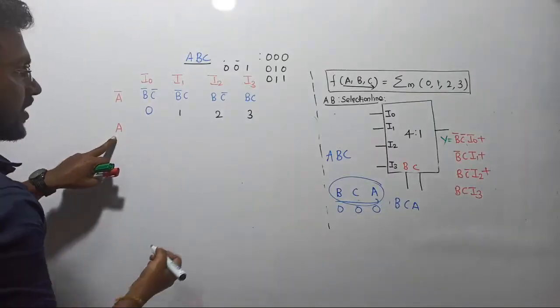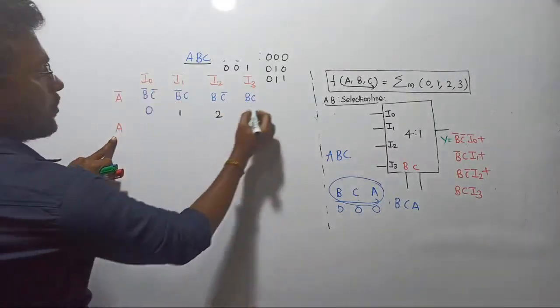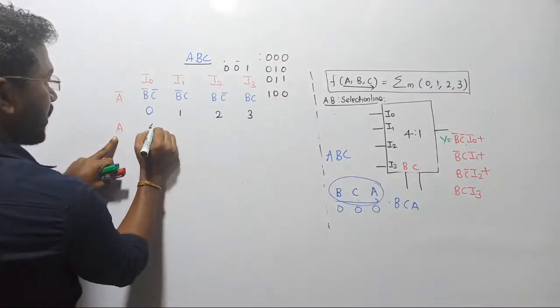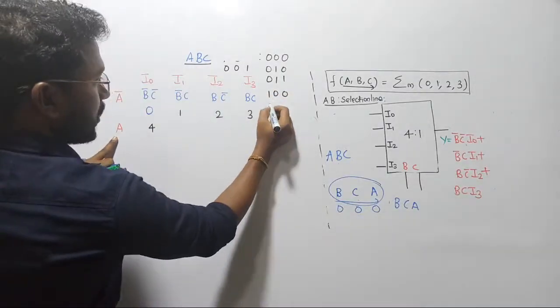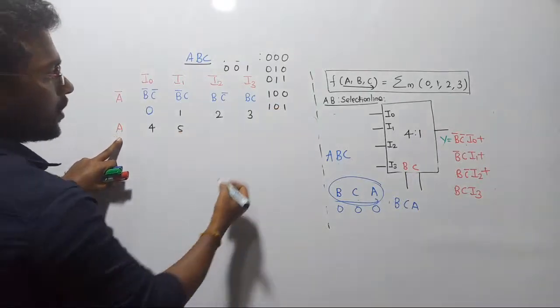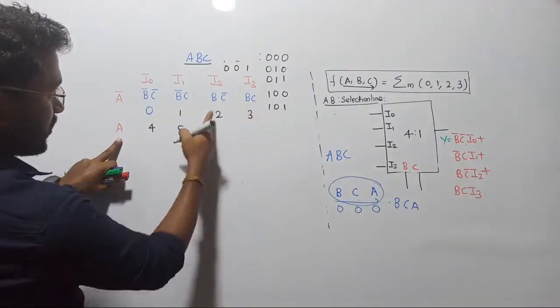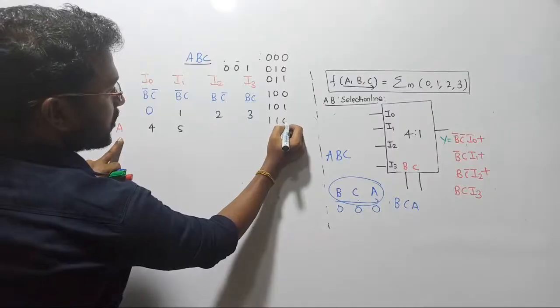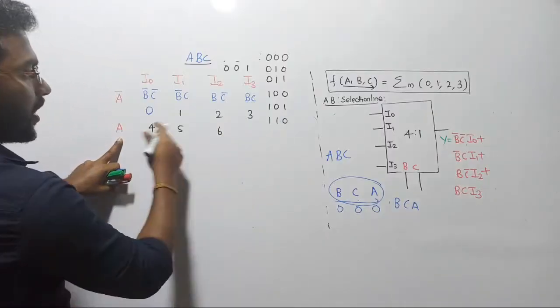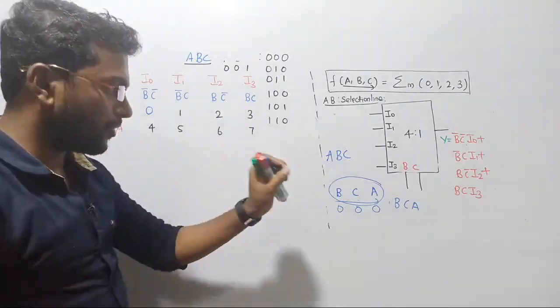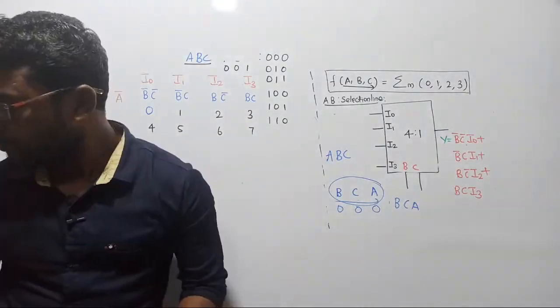Let's see the third case, right? The next one is A B bar C bar. A is 1, B bar is 0, C bar is 0, such that we are realizing 4 here. A B bar C: A is 1, B bar is 0, C is 1, such that we are realizing 5. And A B C bar: A is 1, B is 1, C bar is 0, such that we are realizing 6 here. A B C, we are realizing 7. I hope I made a small confusion. I'm really very sorry for that.